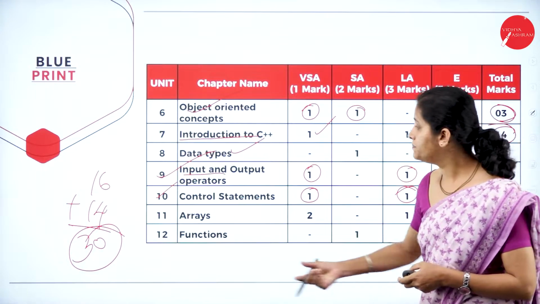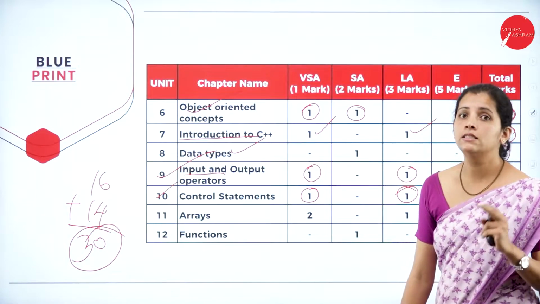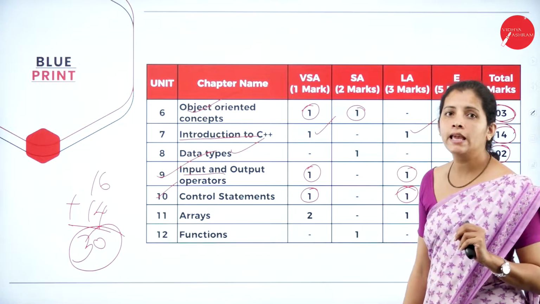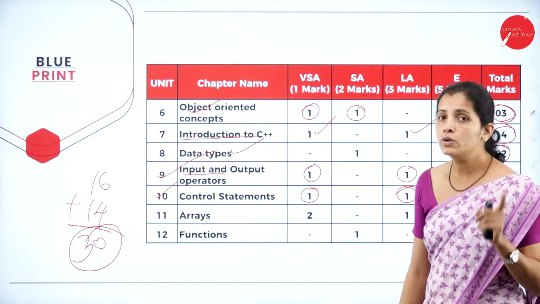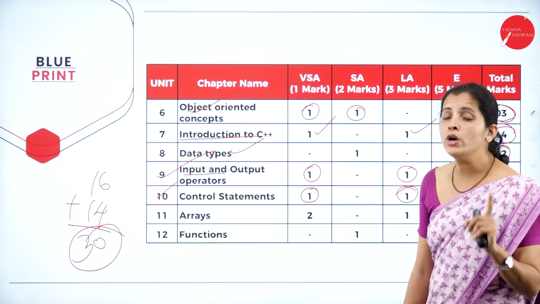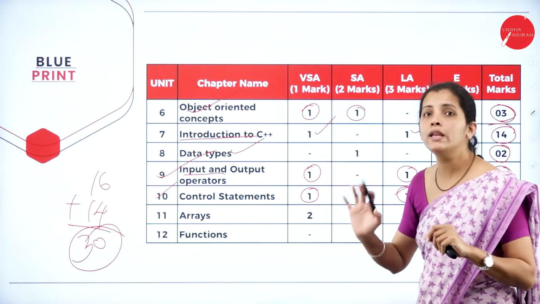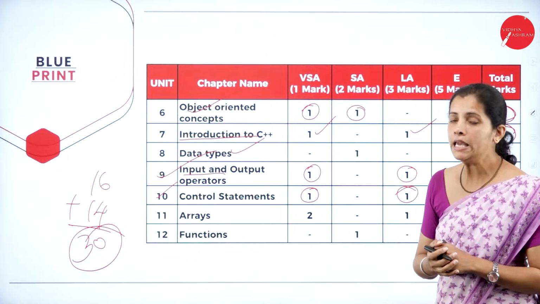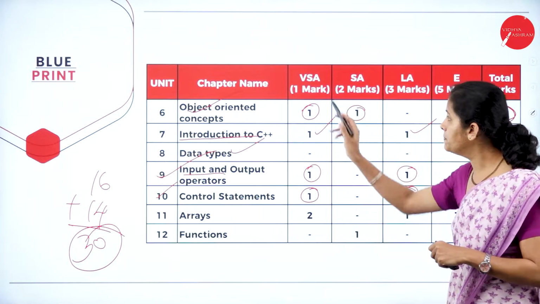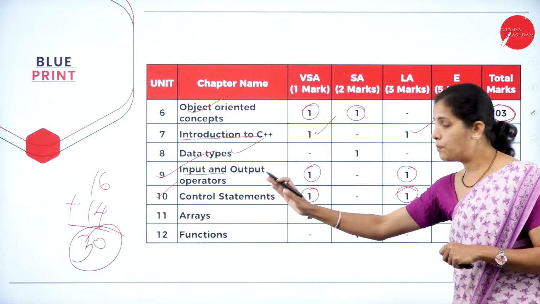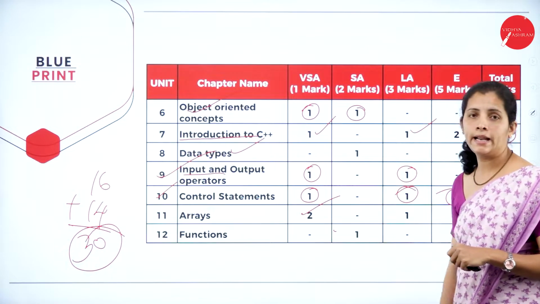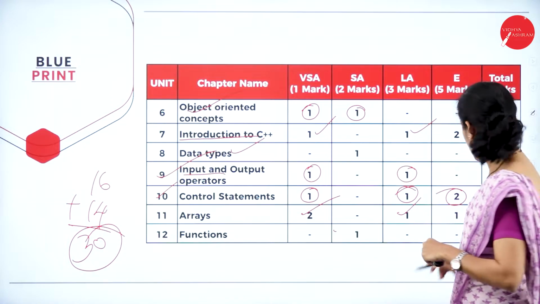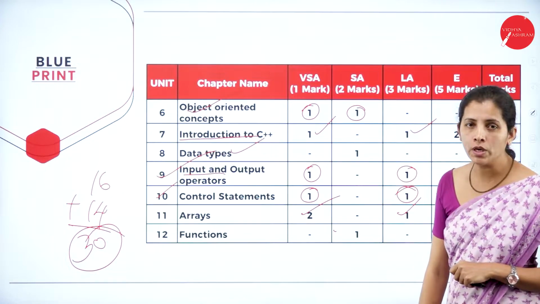And if I consider chapter 11, that is nothing but arrays, if I study this chapter, then I can score 10 marks. Dear students, please don't ignore this chapter, because it is a very easy chapter and you can get 10 marks very easily. Now see the weightage here: if I study arrays properly, I can attend two 1-mark questions and one 3-mark question, along with one 5-mark question.